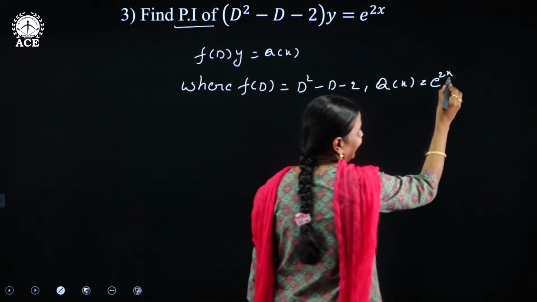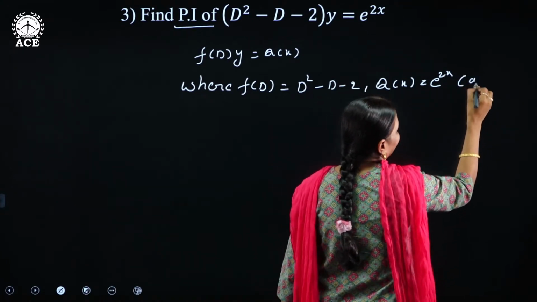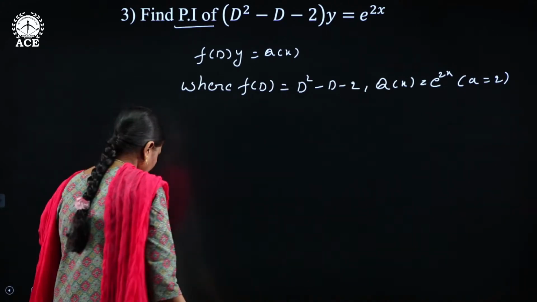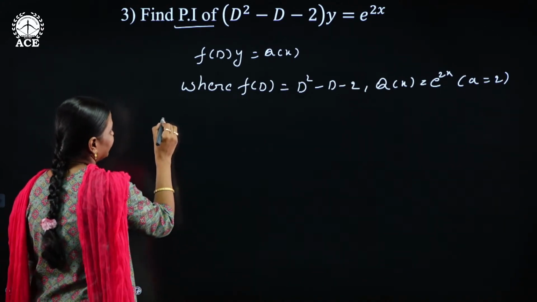What is the a value here? The x coefficient gives a. So here a is equal to 2. So to find the particular integral, what is the definition of the particular integral?